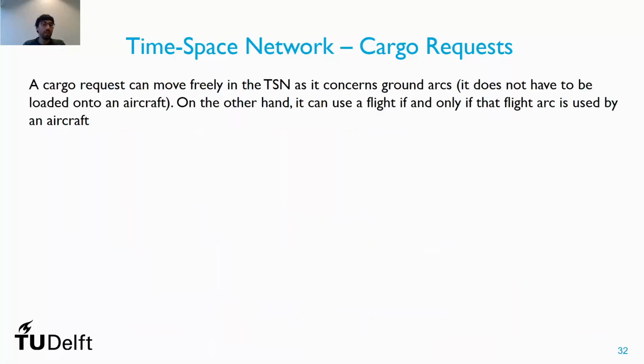Additionally, a cargo request can move freely in a time-space network as far as we consider ground arcs, because if there's a ground arc, it doesn't really matter if a cargo request is associated to an aircraft or loaded onto an aircraft or not. On the other hand, a cargo request can only use a flight arc if we assign an aircraft to that flight arc.